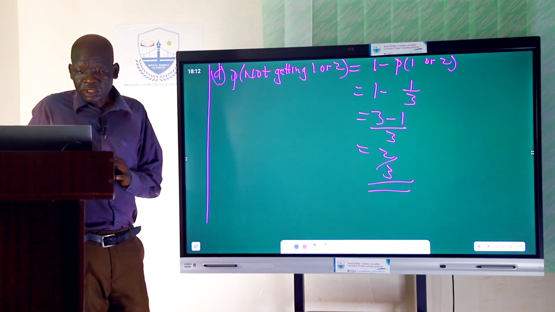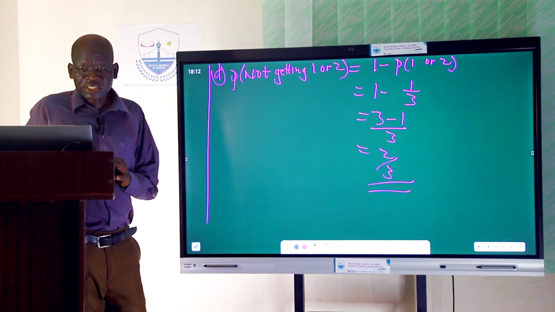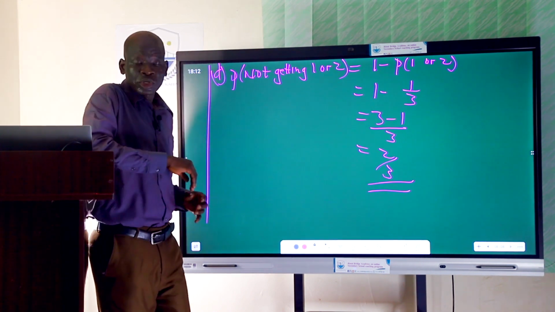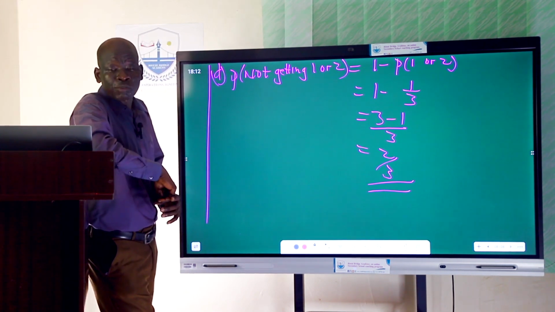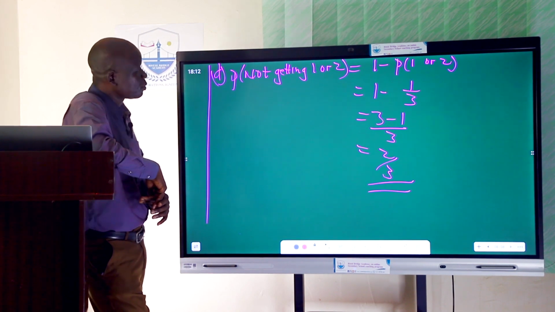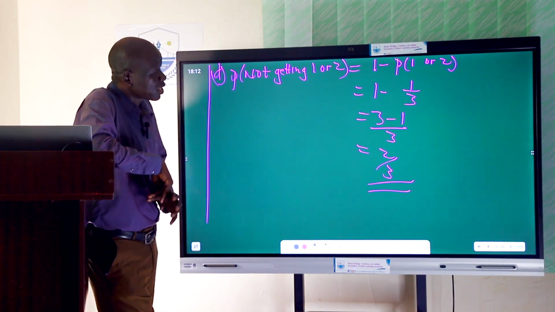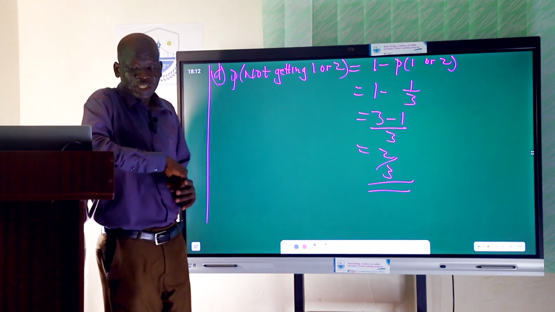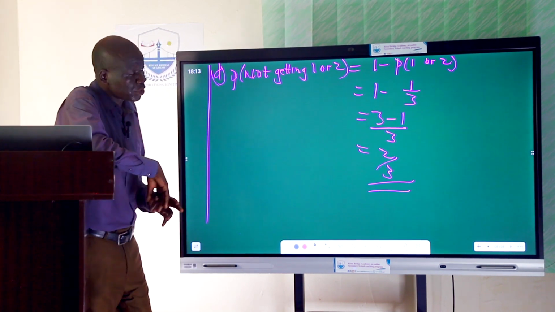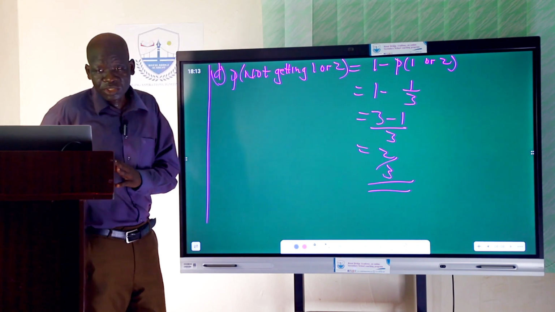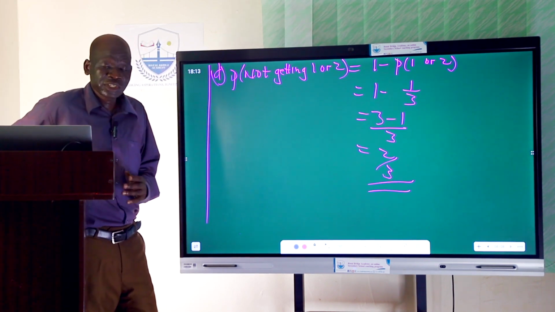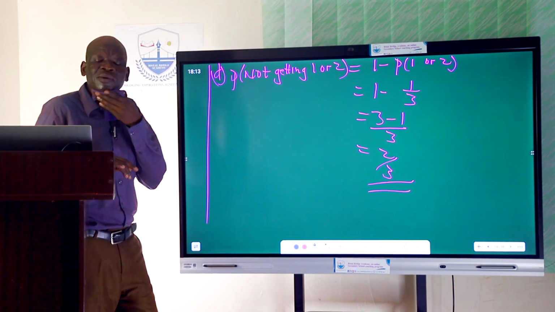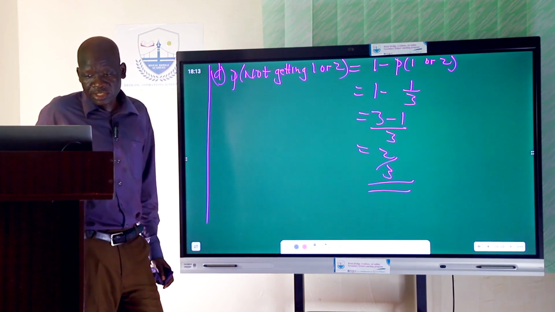Next is now an exercise. So this is about probabilities. This is how we calculate probability. Next time when we meet, we shall look at tree diagrams, how we can use the tree diagram method to work out probabilities. Our lesson of today is ended there.